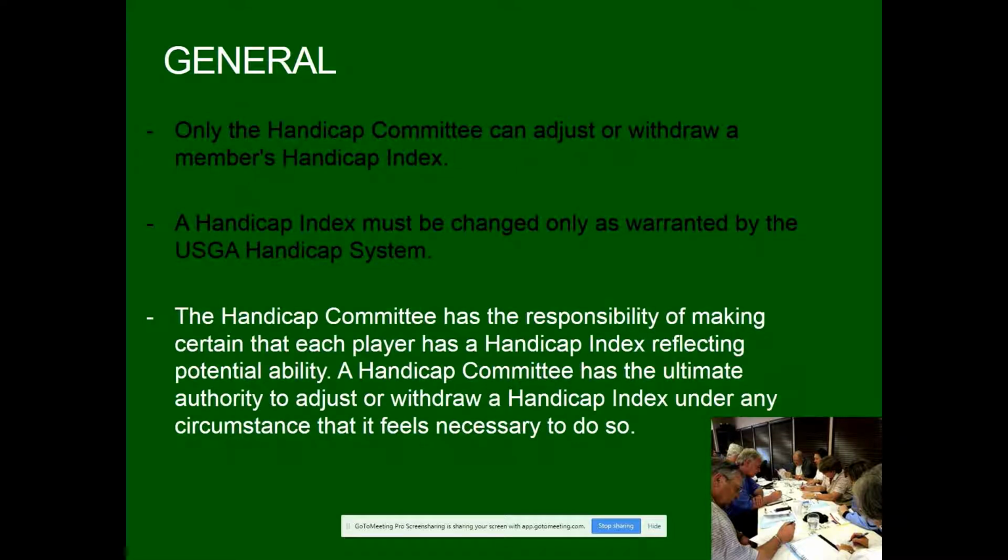And then also the handicap committee has a responsibility of making certain that each player has a handicap index reflecting their potential ability. So like we talked about, if you're seeing somebody shoot extremely low net scores and it doesn't add up, then you as a committee need to make sure that that index is reflecting their potential ability, and that's where an adjustment may become necessary to either lower or raise their handicap index effectively.